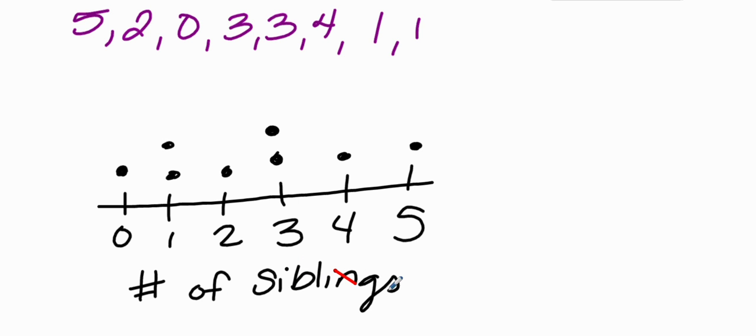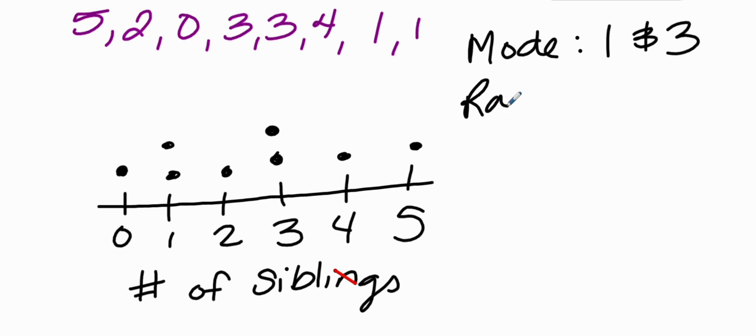And of course, you can still find the same things. So my mode here would be 2 and 3, because there's 2 modes. Oh, I'm sorry, not 2. It'd be 1 and 3. There's 2 on 1 and 2 on 3. My range would be 5 minus 0, which would equal 5.